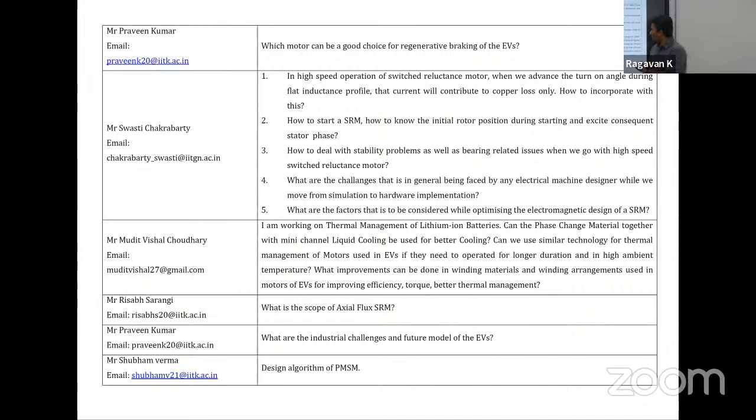And the last one: what are the factors that need to be considered while optimizing the electromagnetic design of an SRM? Very SRM-focused questions. Your PhD is on SRM, right? Okay.